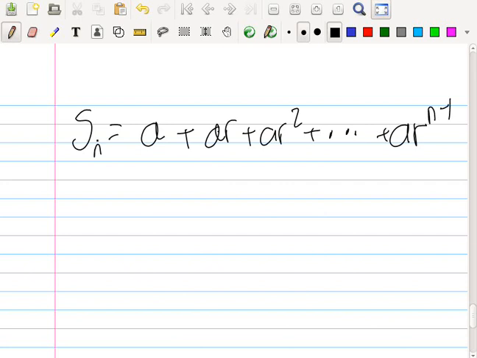Now, the last time, the way we made a formula here was doing a little trick by putting the first with the last. Do you remember? The trick here is I write down Sn again, but the trick is not to reverse the order, but instead to multiply by R.